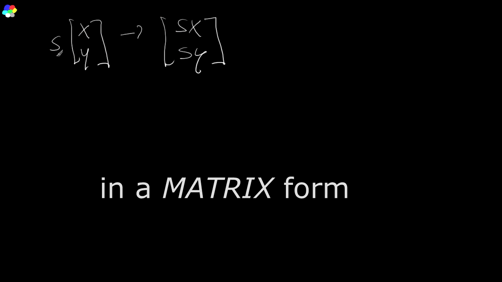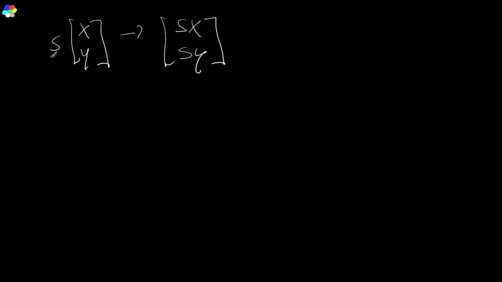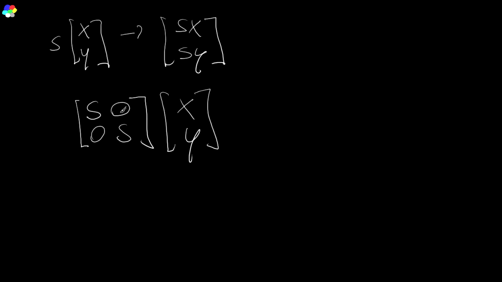So for scaling, it's very simple. You multiply some scalar by a vector. That's going to multiply both components of the vector by the scalar. So how do we encode this in a matrix? Well, it's going to look something like this. It's going to be S, 0, 0, S. S is going to lie on the diagonal. And try it out. Try multiplying this against a vector.